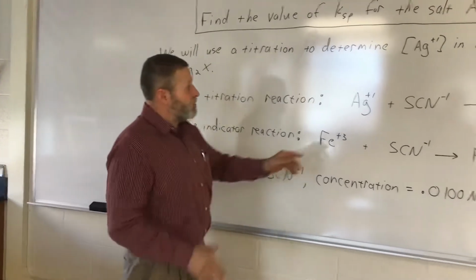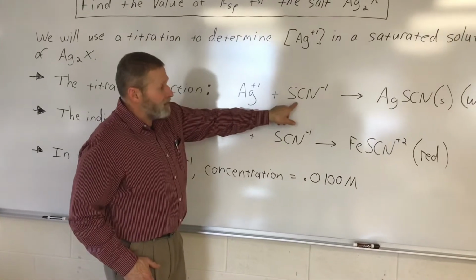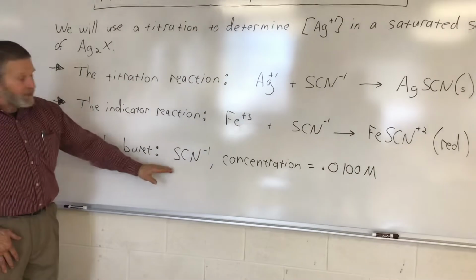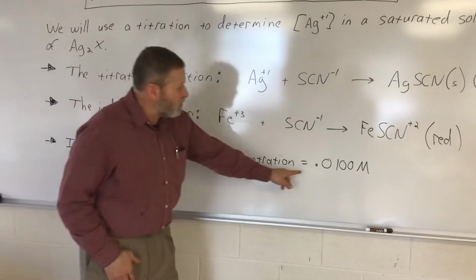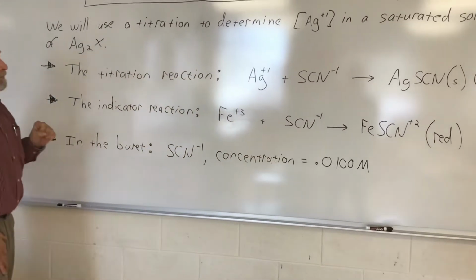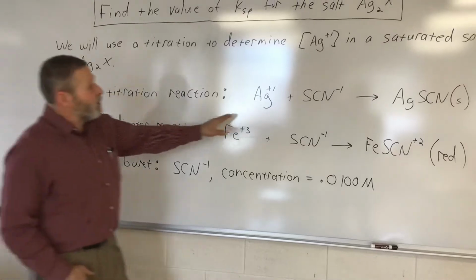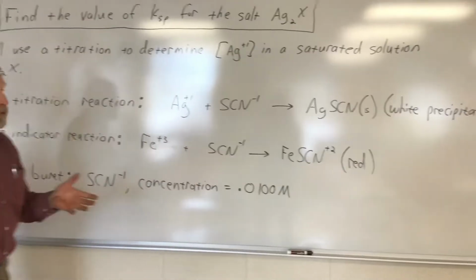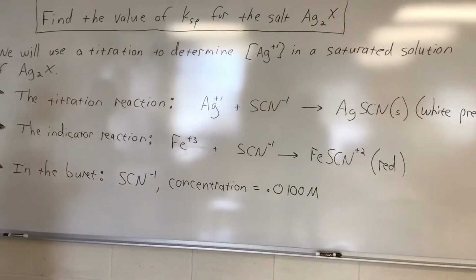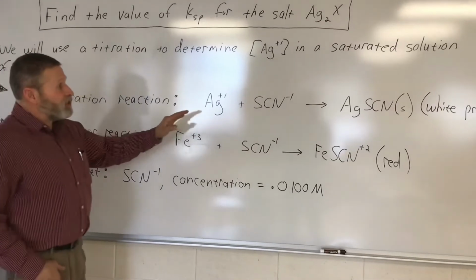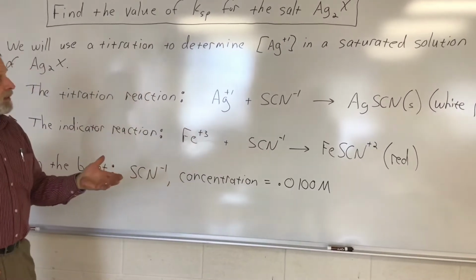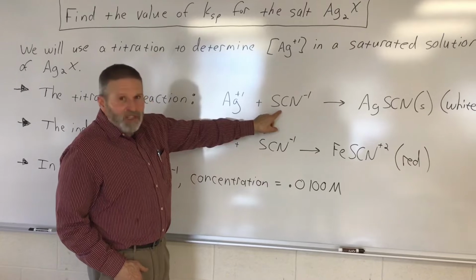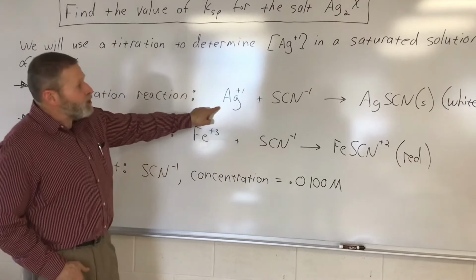Now, here is the titration reaction. We're going to put some thiocyanate into the burette. Whatever's in the burette, you have to know the concentration of, and it is 0.0100 molarity. The silver ion and the thiocyanate ion get together to make AgSCN, which is a white precipitate. So what you have to be able to do is know where the end point is. When have I added just the right amount of thiocyanate to match the moles of silver?